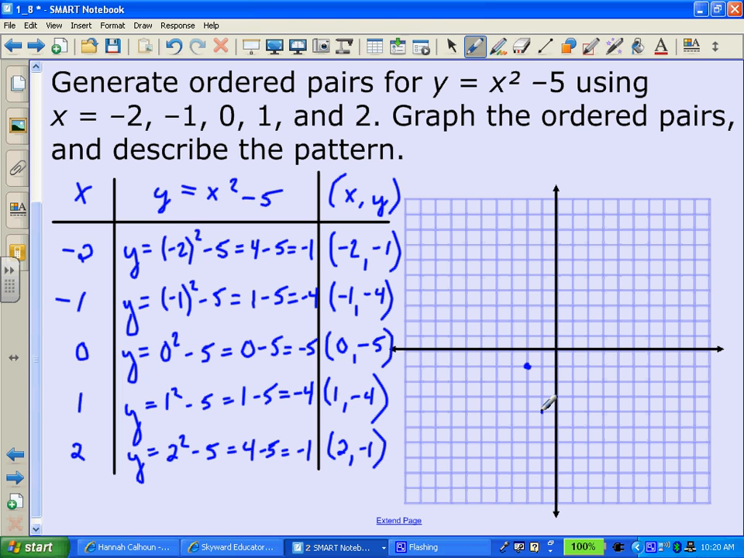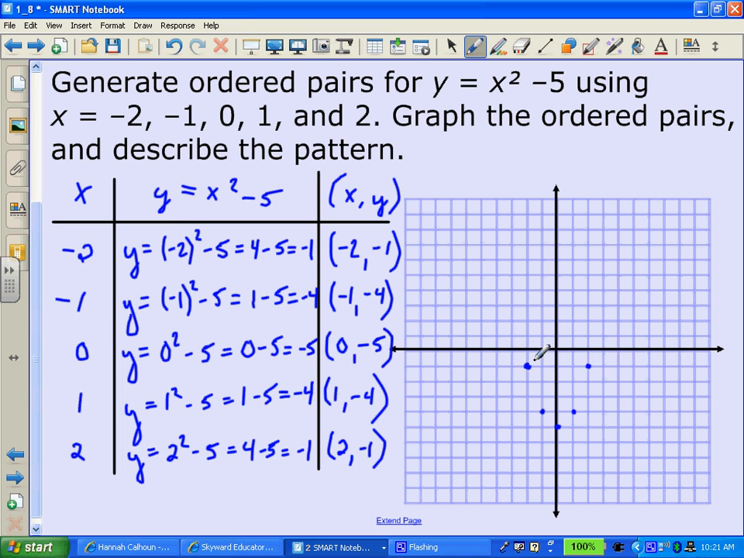So -2, -1; -1, -4; 0, -5; 1, -4; 2, -1. And I'm not going to connect those. I'm just going to have my dots.